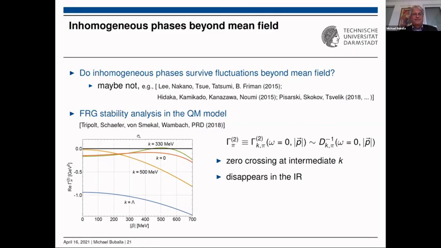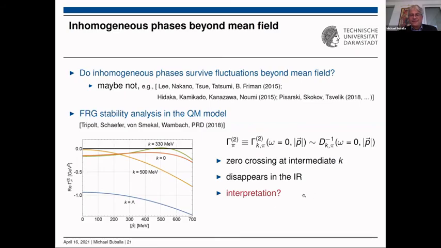And then moving down or flowing down in the momentum scale, in the RG scale, eventually, indeed, there is a region where this propagator gets positive. But if you flow down further on, it gets completely negative again. And so it's not quite clear how to interpret this.